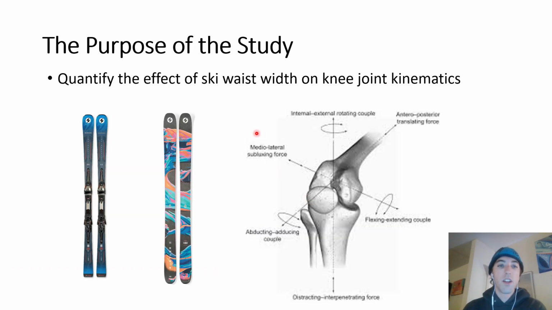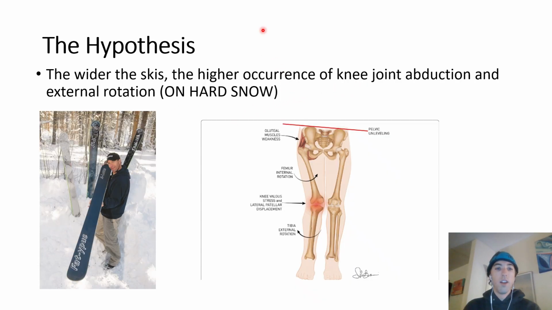So the purpose of the study is to quantify the effect of ski waist width on the knee joint. They hypothesize that the wider the skis, the higher the occurrence of knee joint abduction and external rotation. And this is specifically happening on hard snow conditions.